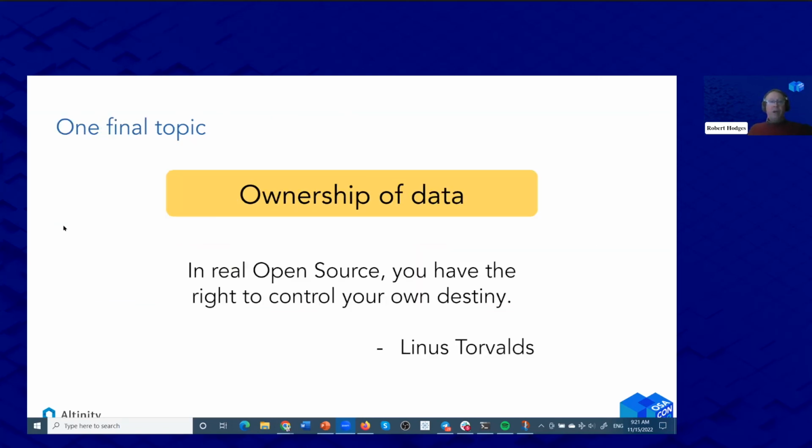I'm not quite done. I think there's one final topic which is really interesting and I think will affect the economics of open source in a profound way, and that's ownership of data. This is a quote from Linus Torvalds, which you can read yourself, but basically, open source allows you to control your destiny. It's not a new idea. I think people have understood this for a long time. There's entire businesses like Cloudflare that basically assume that they own the stack. But the key thing here is that open source software enables you to own data.